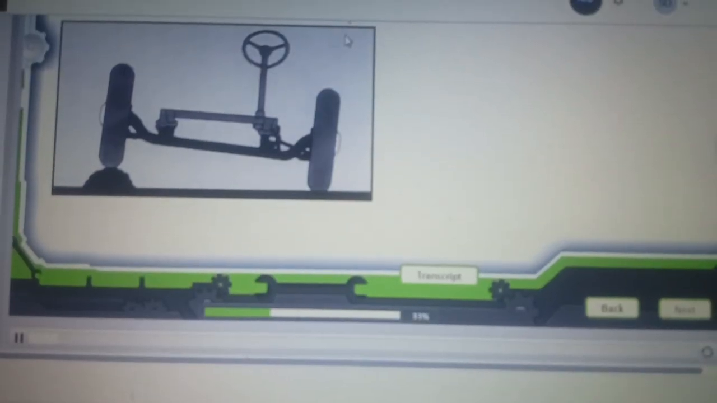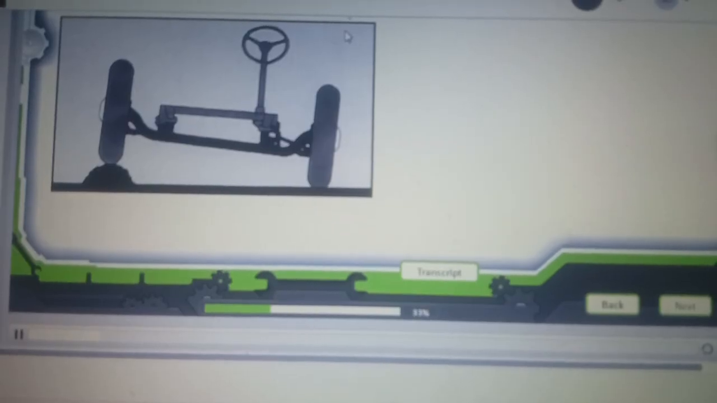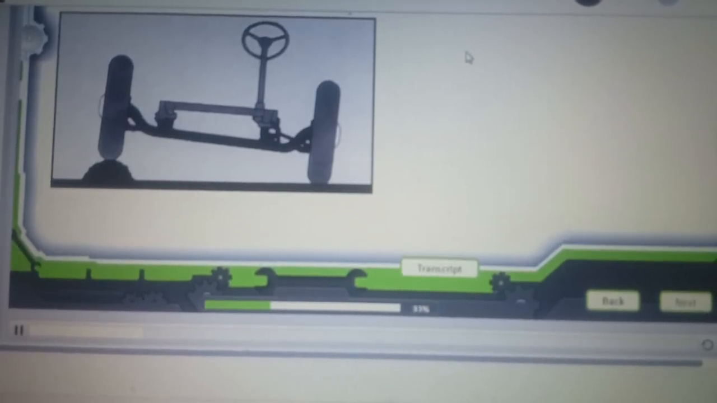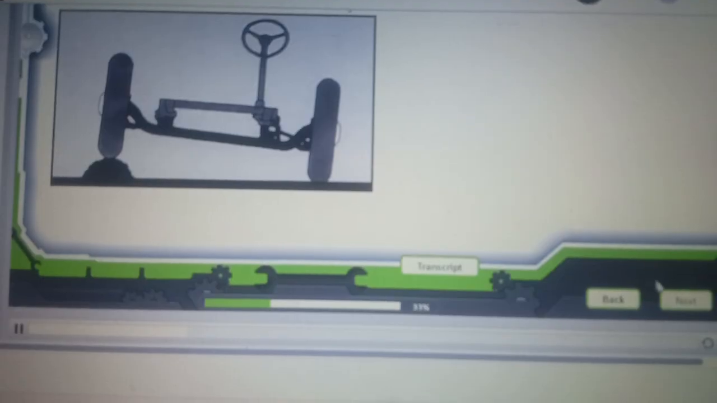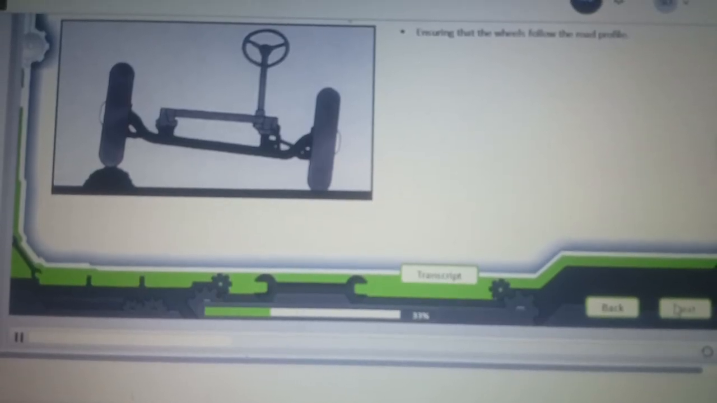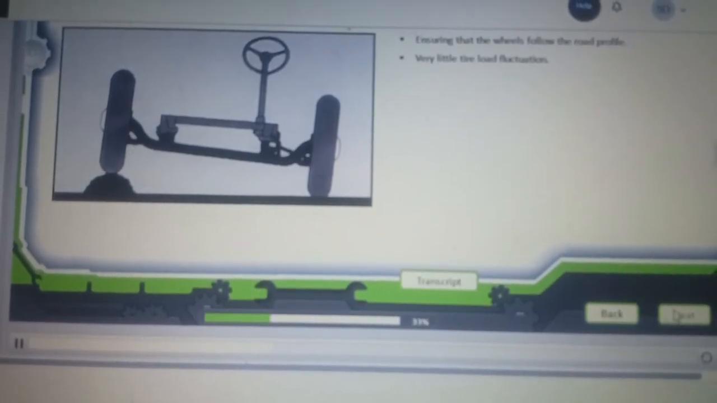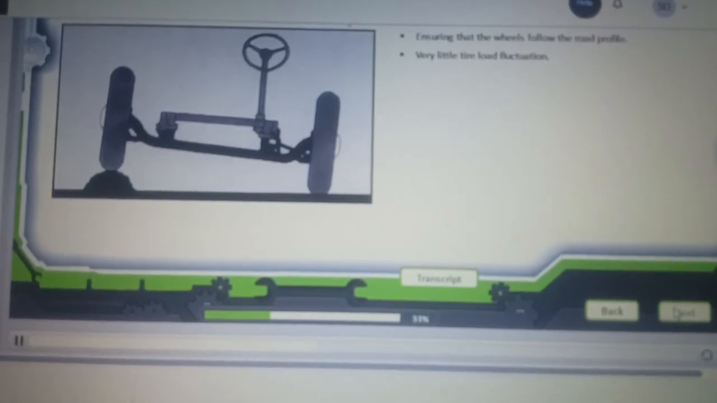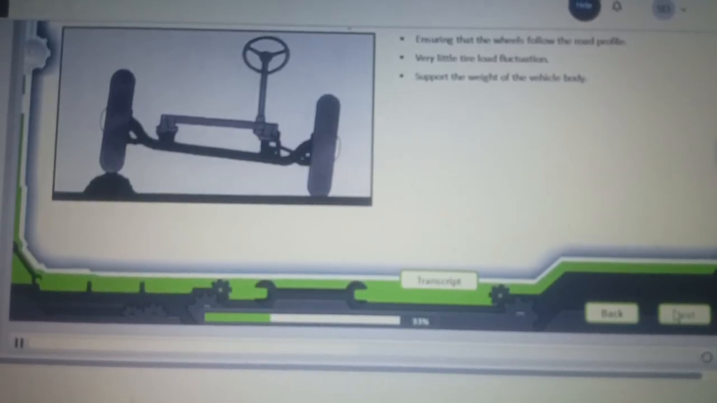Purpose and functions of a suspension system. Cushions road shocks due to bumps and potholes in the road, ensuring that the wheels follow the road profile. Very little tire load fluctuation. Support the weight of the vehicle body.